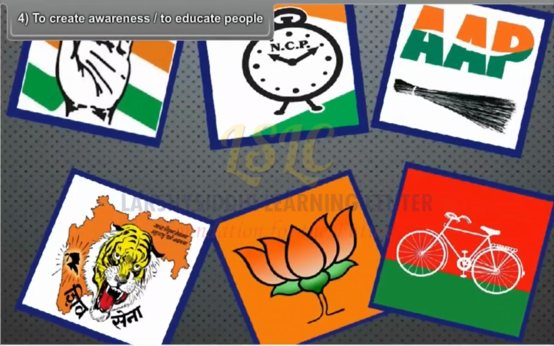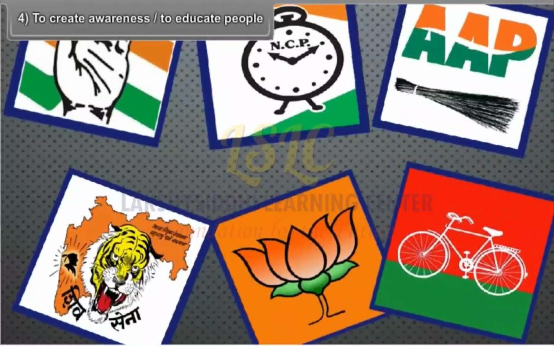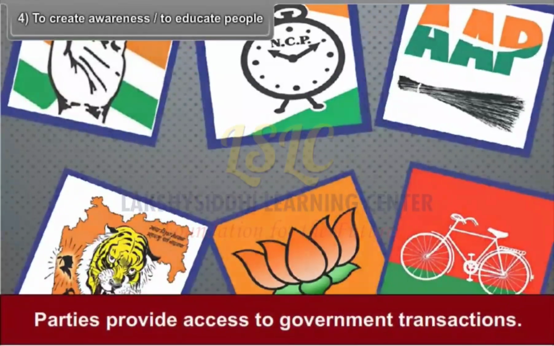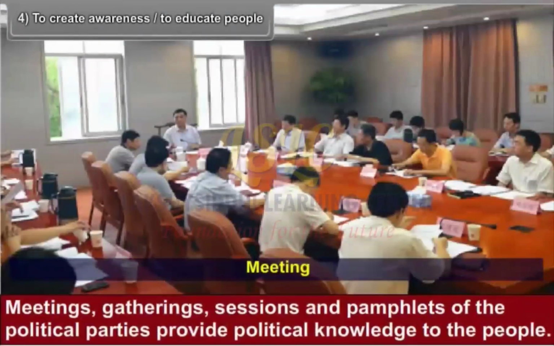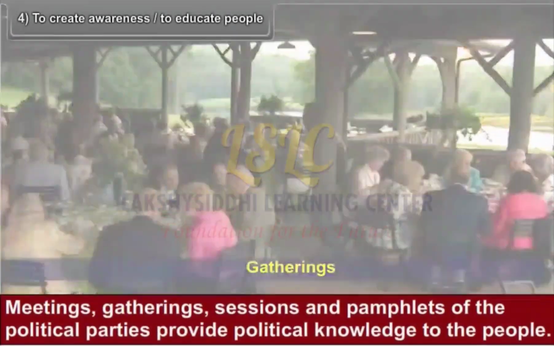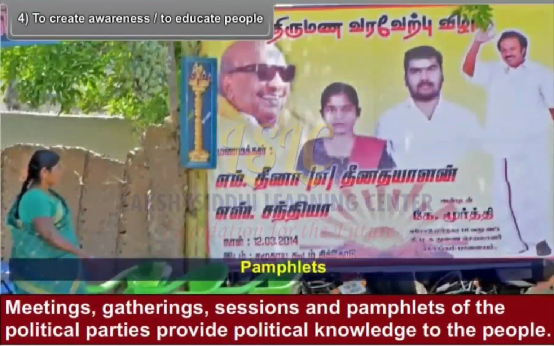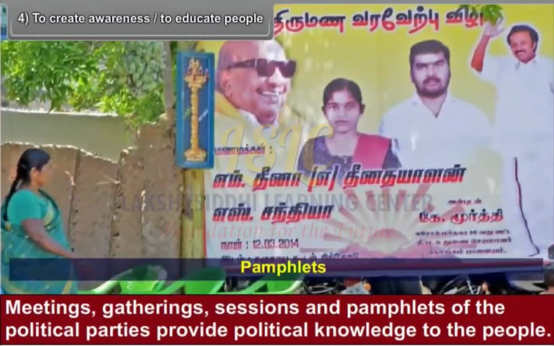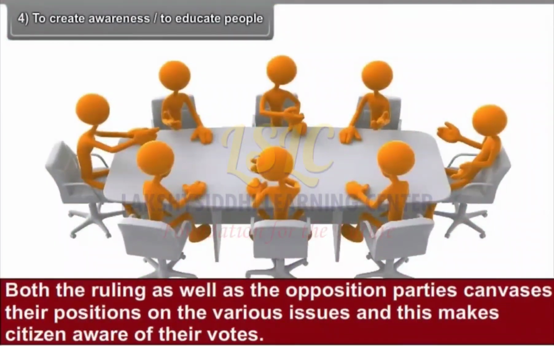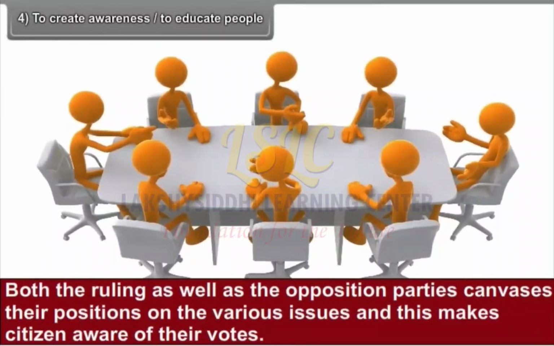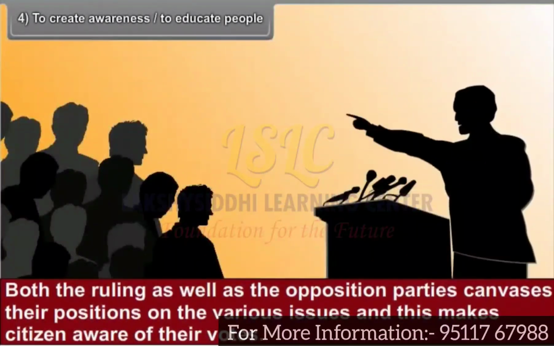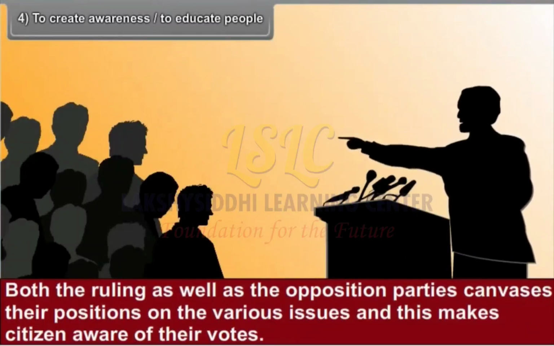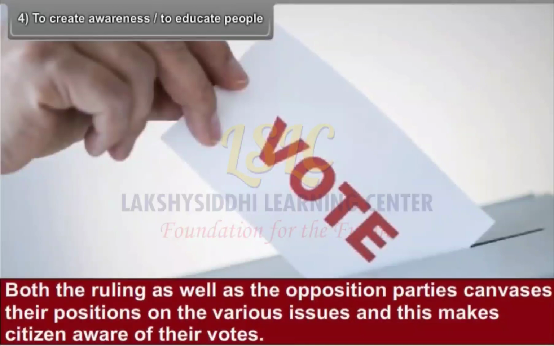Fourth, to create awareness or to educate people. Parties provide access to government transactions, meetings, gatherings, sessions, and pamphlets of the political parties provide political knowledge to the people. Both the ruling as well as the opposition parties canvass their positions on the various issues, and this makes citizens aware of their votes.